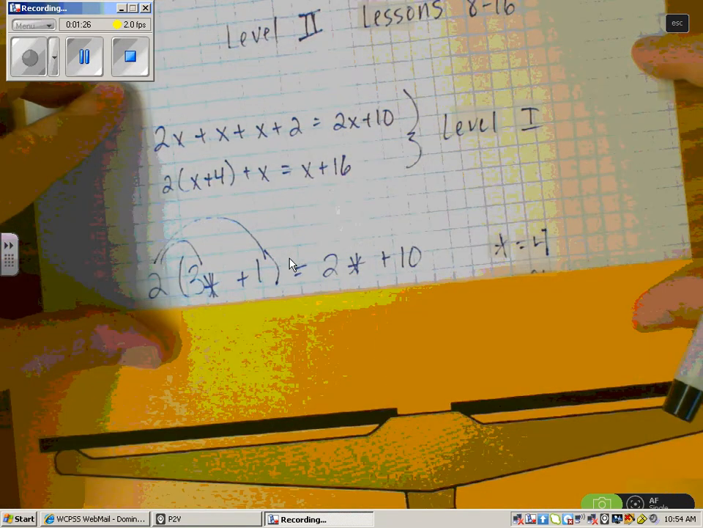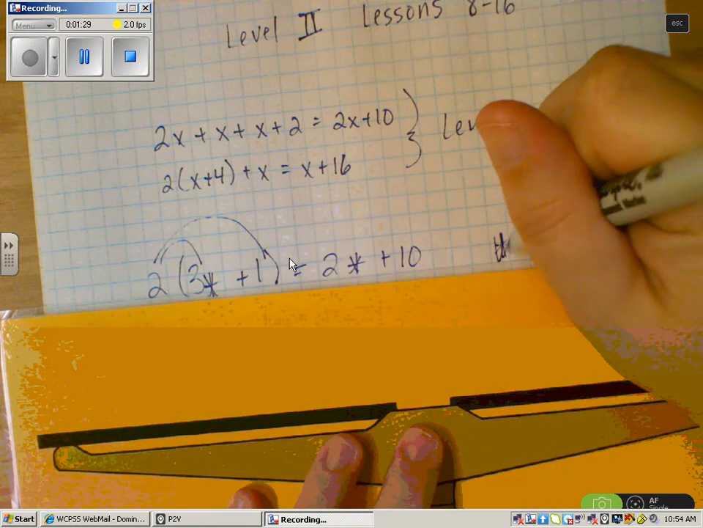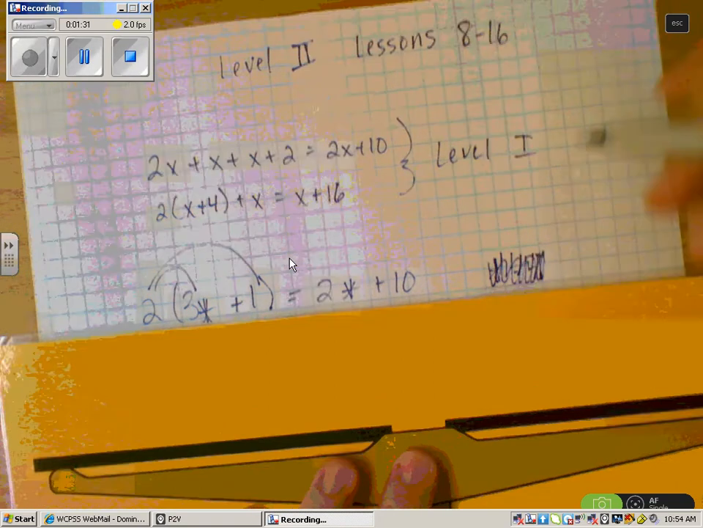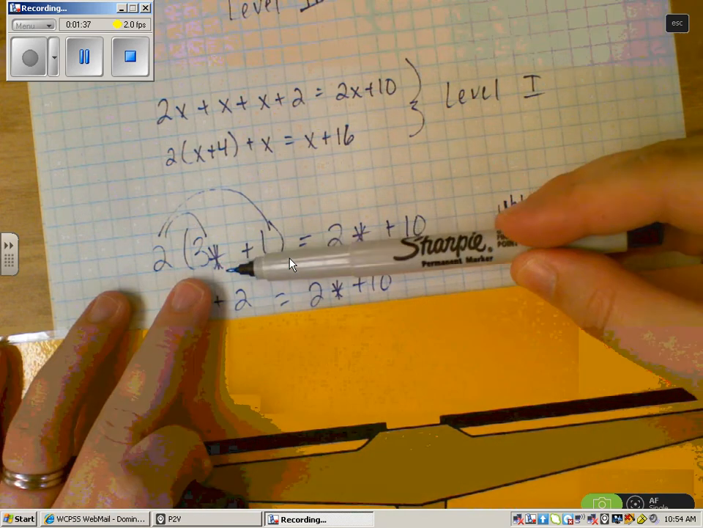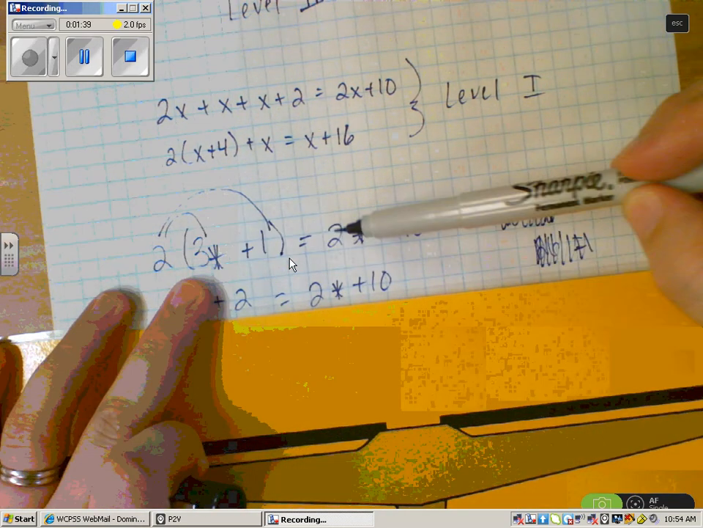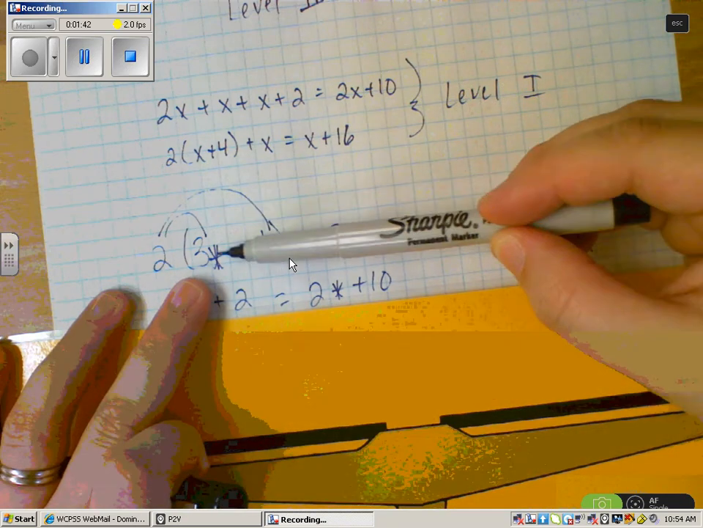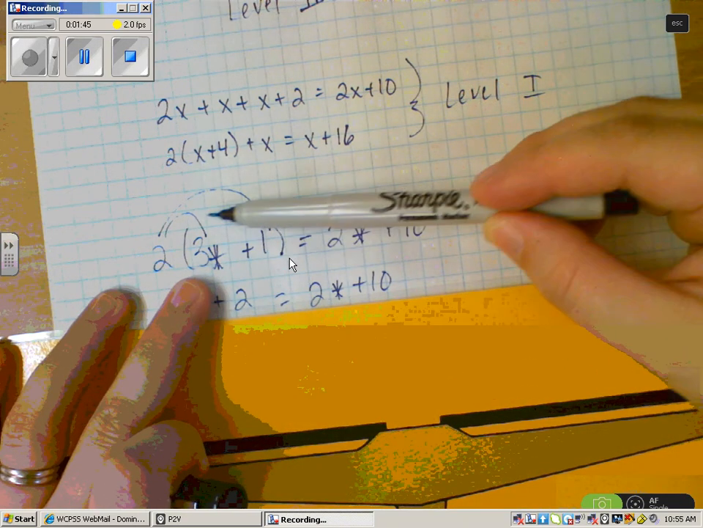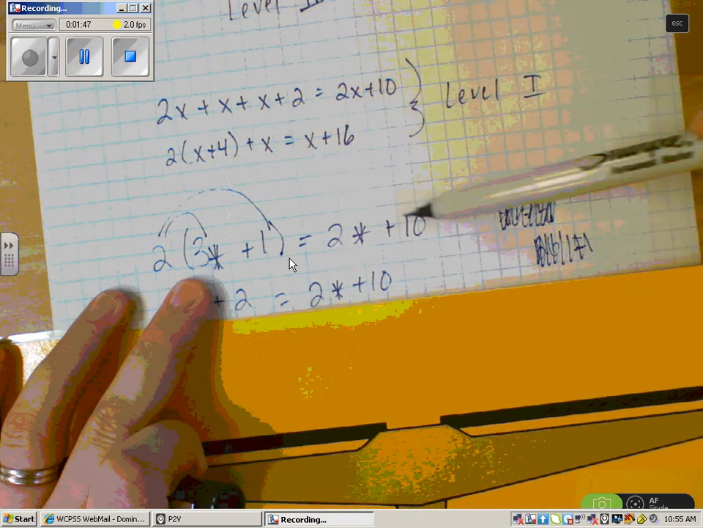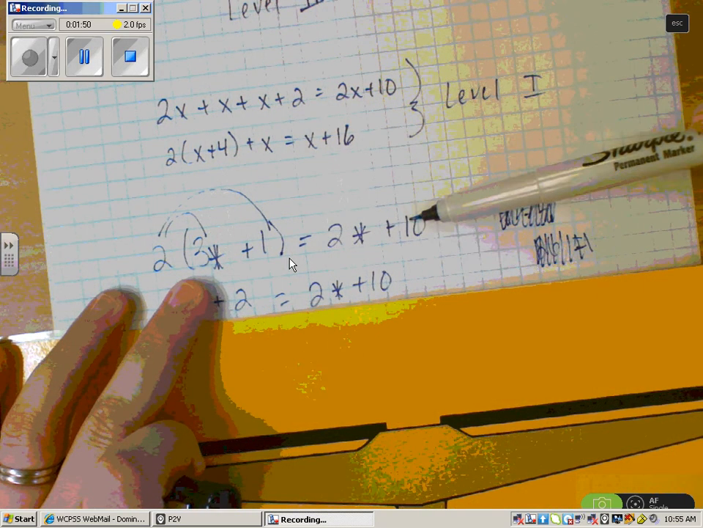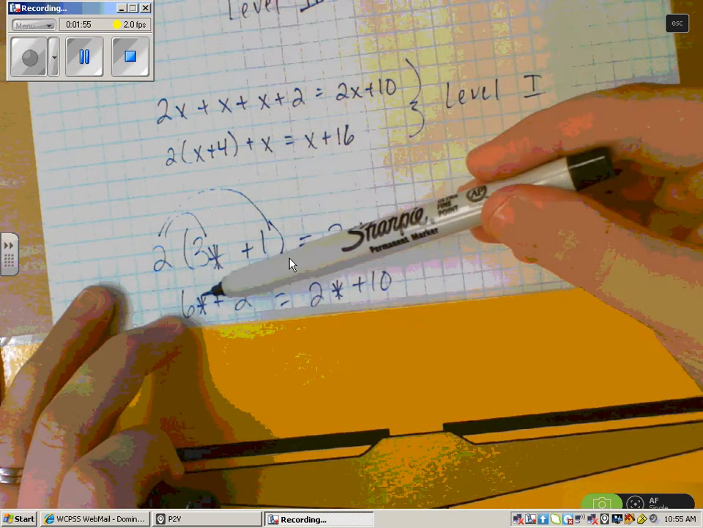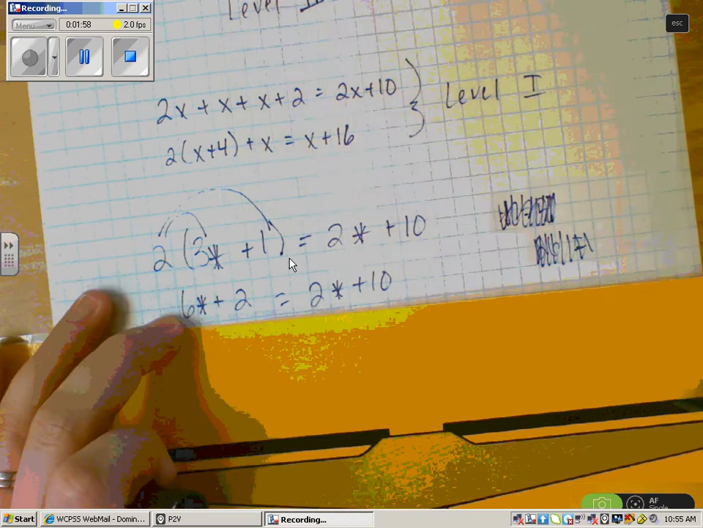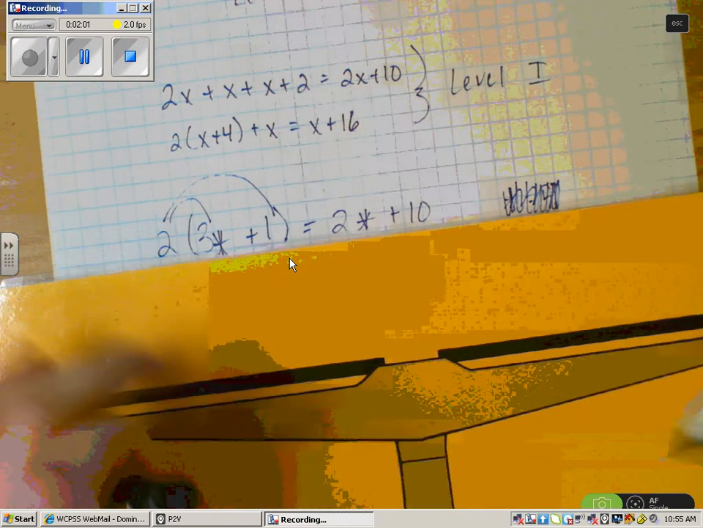To start with, we have this equation: 3x plus 1 in parentheses times 2 equals 3 star plus 1 in parentheses times 2 equals 2 star plus 10. So we're using our distributive property over addition, just like we did before, and we end up with 6 star plus 2 equals 2 star plus 10. And we can build that right on our scale.